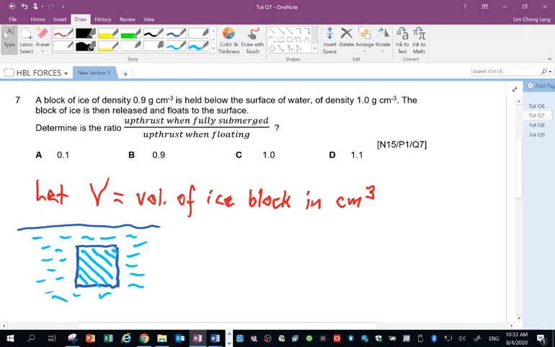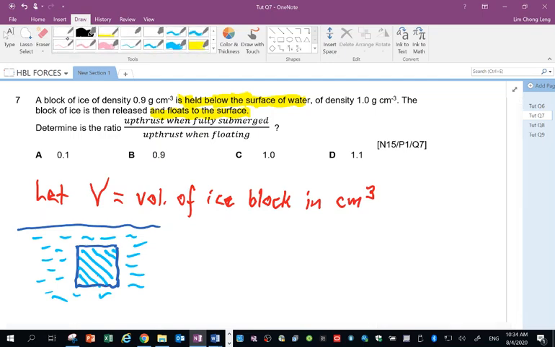Question 7. In this question, we are interested to determine the ratio of upthrust on ice when fully submerged to upthrust on ice when it is floating. So take note that there are actually two situations. The first situation is when ice is held below the surface of water, and the second situation is when it is floating at the surface. So let's look at the first situation.